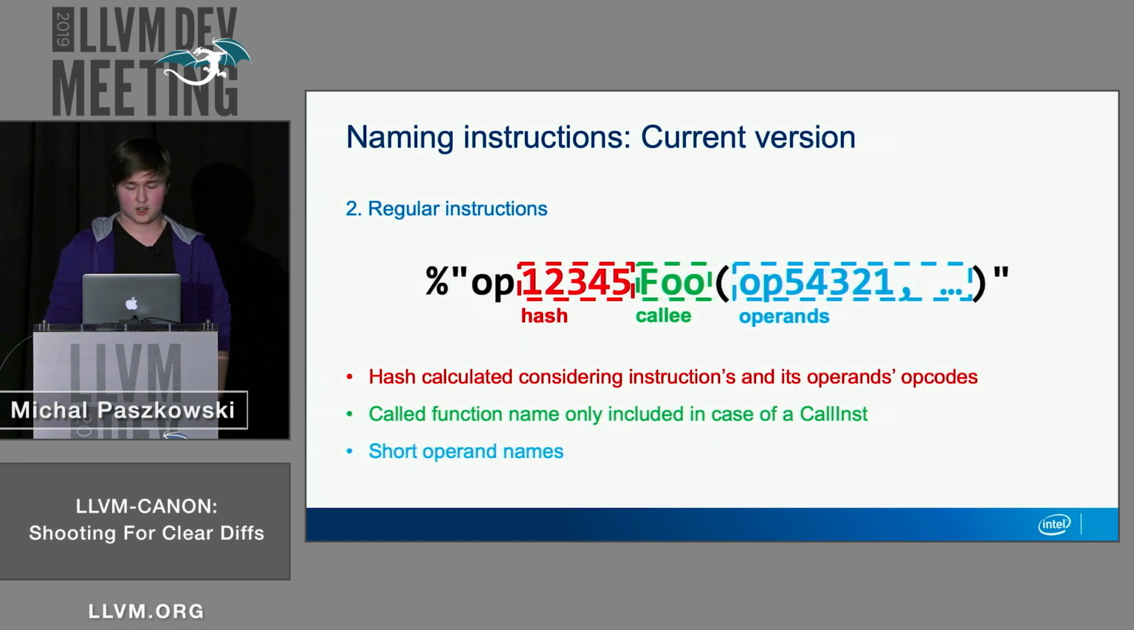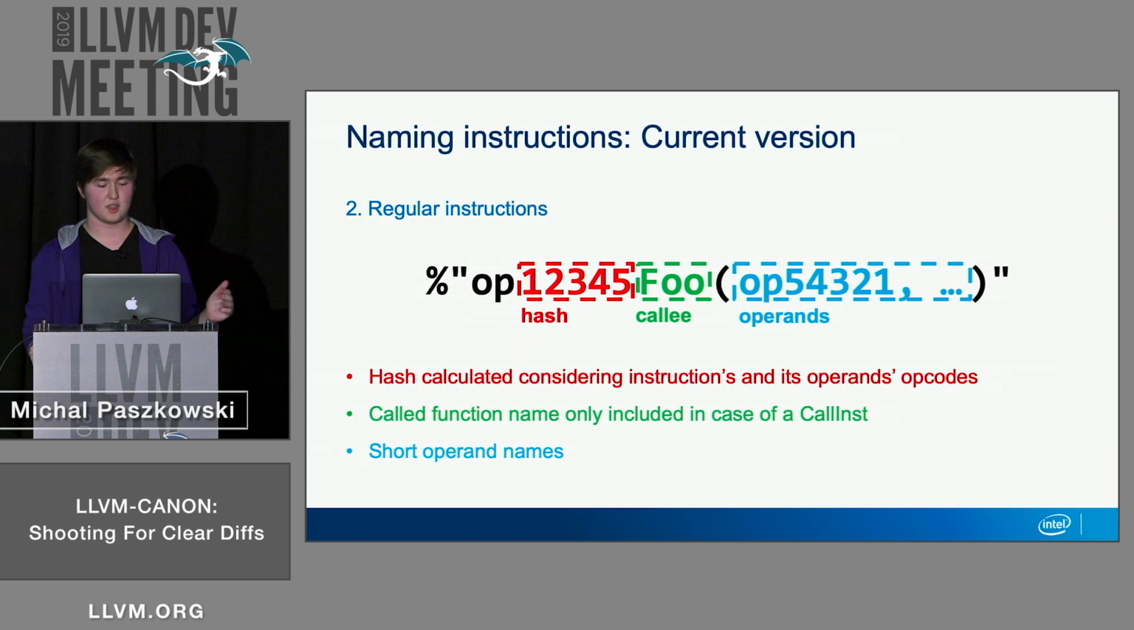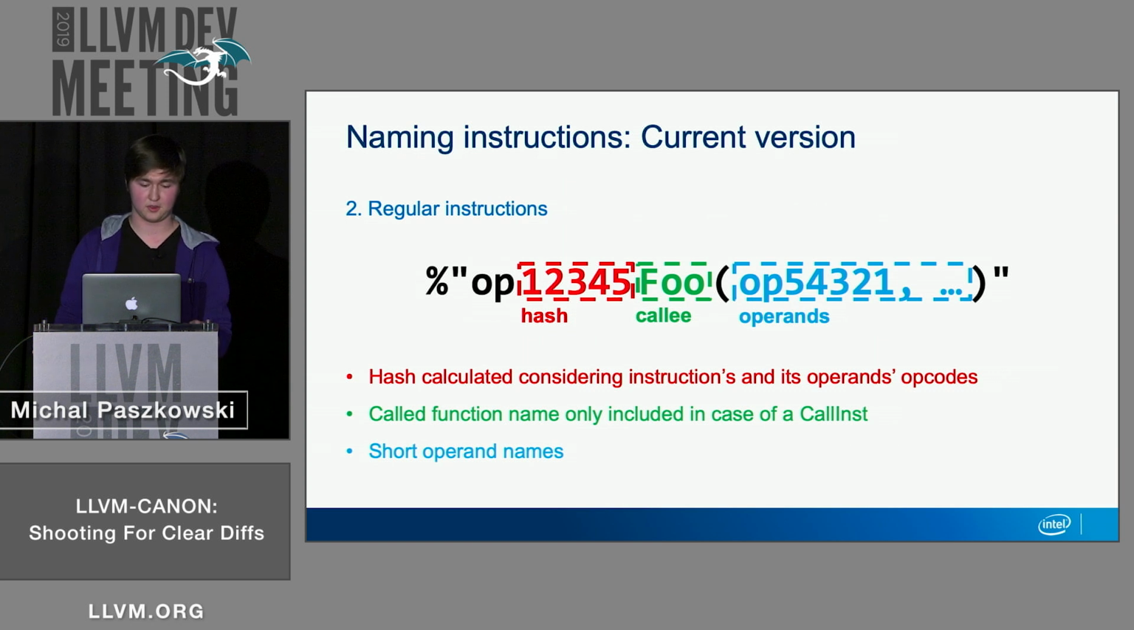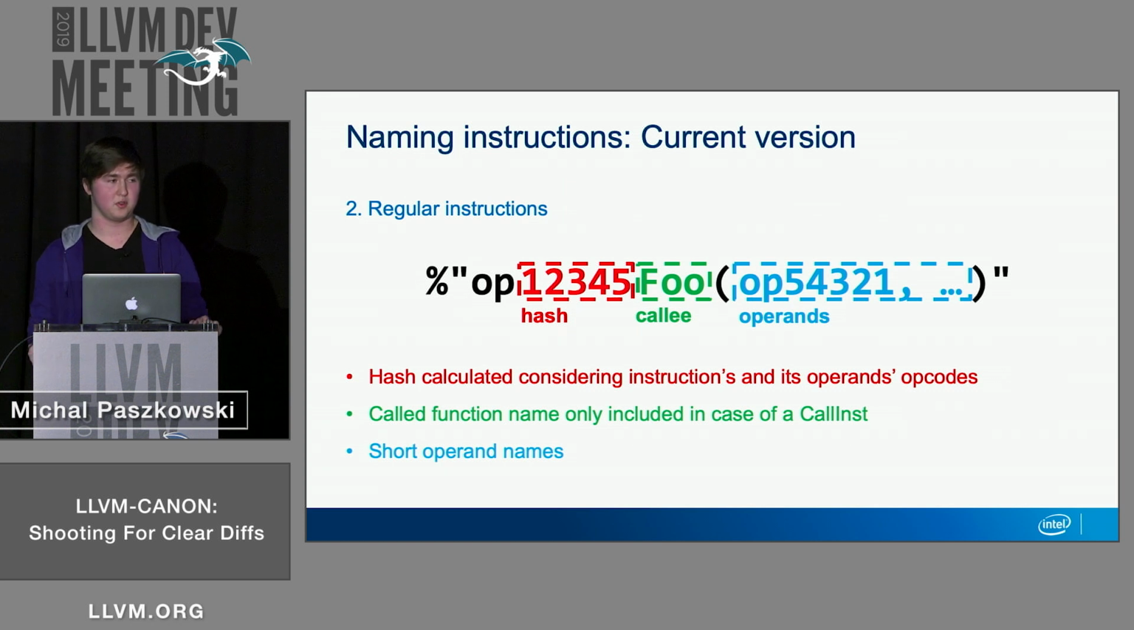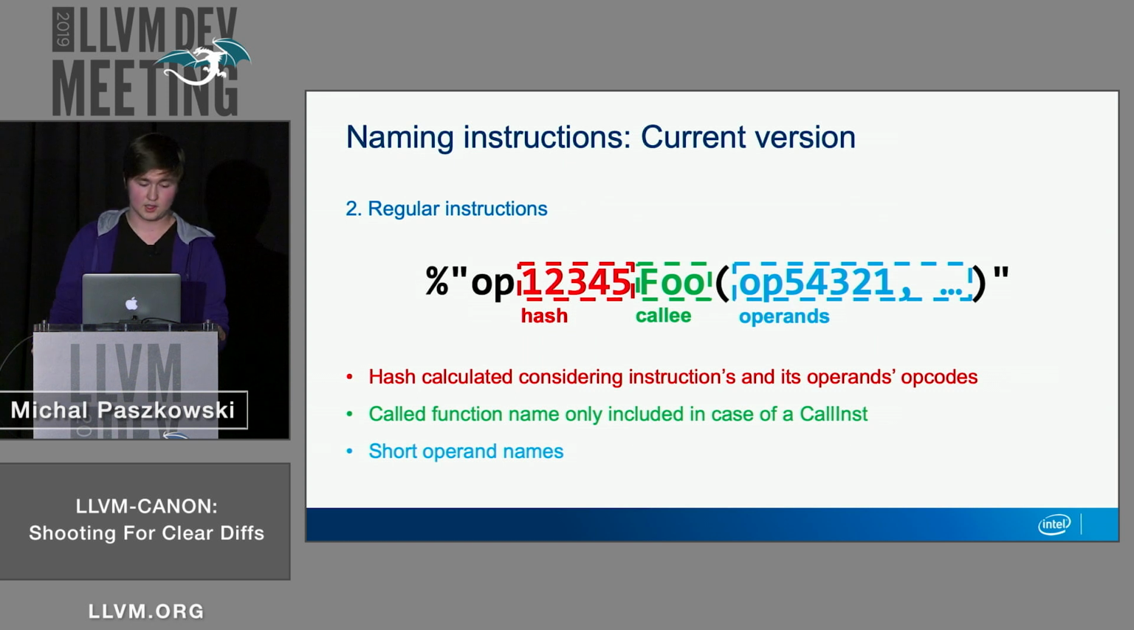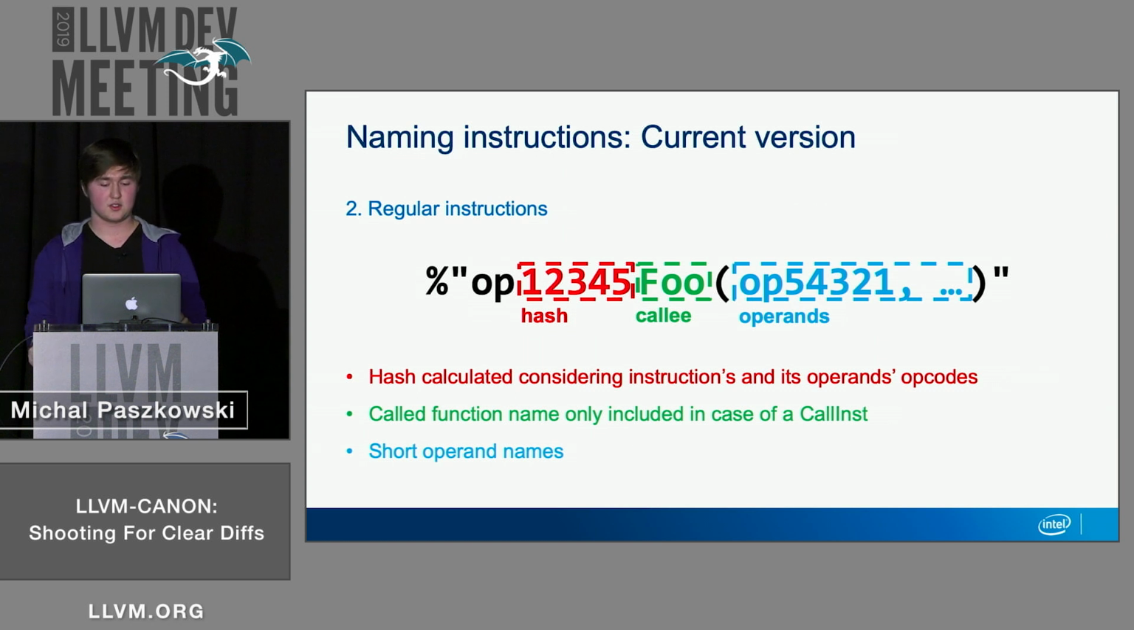The second type of instructions we distinguish are regular instructions. And now things work differently. Again, we've got the hash. The hash is calculated considering the instruction's and its operands' opcodes. Then we've got the callee name, which is, of course, only included in case of call instructions. And then we have something different. We have the operand list, though it's a shortened version. In the operand list, we have the op, then the short hash, but we are not including the part in the parentheses in this list. I'll get to that later.